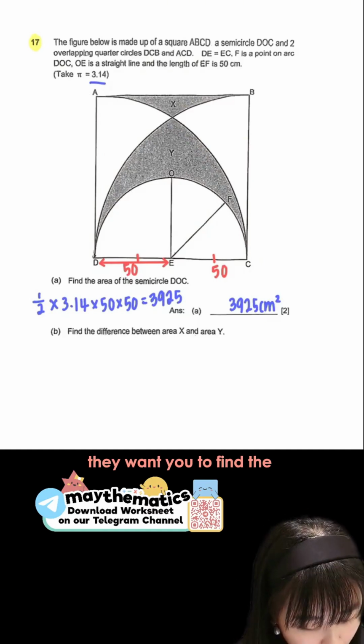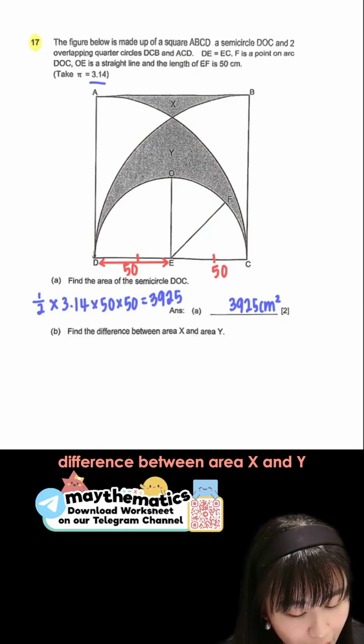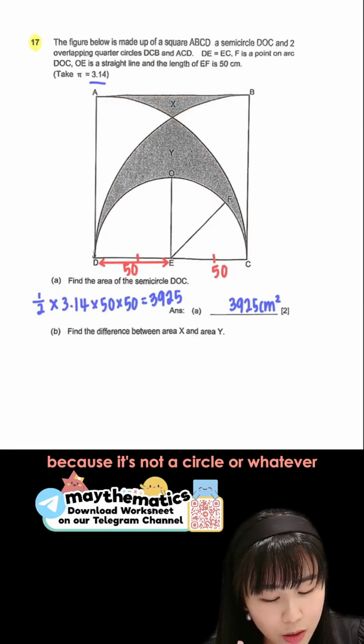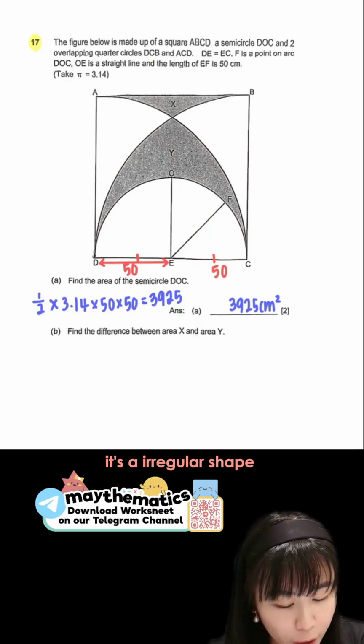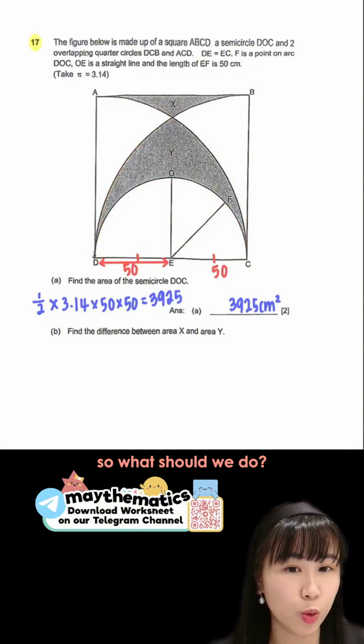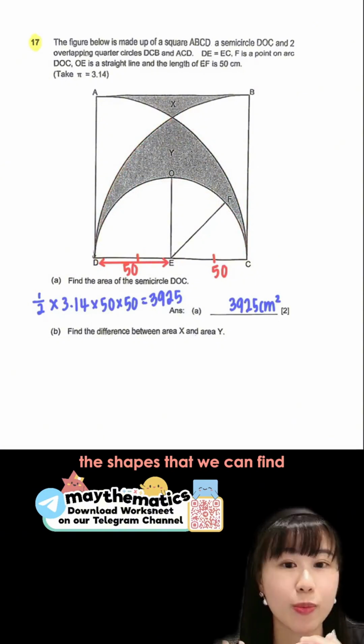Now, the hard part: they want you to find the difference between area X and Y. Your X is not a shape you can just find like that because it's not a circle or anything, it's an irregular shape. Look at your Y also, it's not a very nice shape either. So what should we do? We should try to find the shapes that we can find.